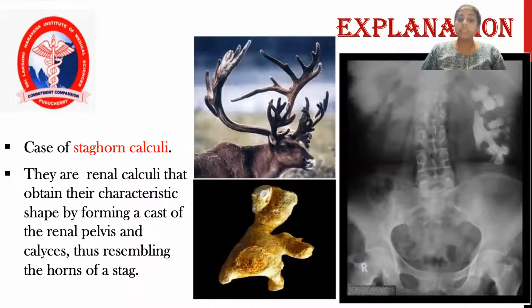They are nothing but renal calculi that obtain their characteristic shape by casting a renal pelvis calculus, thus resembling the horns of a stag. See, this is an image showing a stag horn, where we can see it has all these branching patterns. This is a gross image of a staghorn calculus, but this is how we see it on a radiograph.